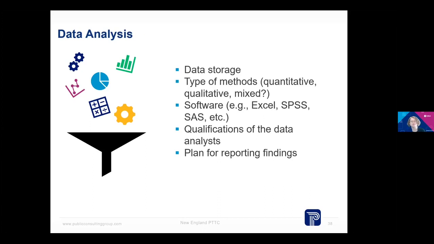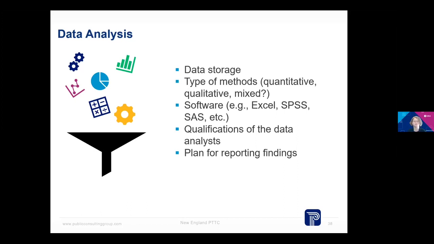Along with data collection methodology, you also want to think through how you're going to analyze the data once you've collected it. So how are you going to store the data securely? You'll want to describe the methods you're going to use for data analysis. Are they quantitative? Are they qualitative? Are they mixed? What kind of software do you need for this analysis?